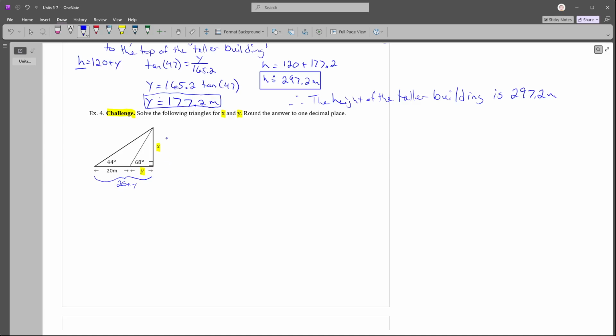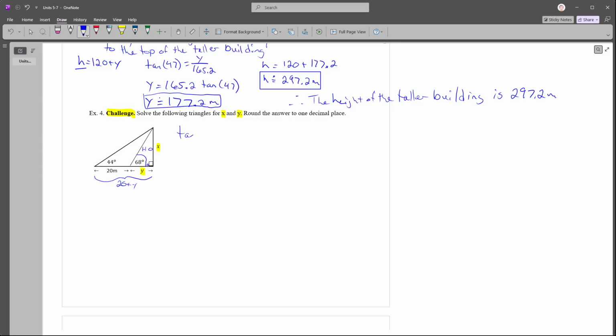Now, I want to calculate x, and the only angle I have is this 68. So if we label our triangle based on this 68, then our opposite is over here, our adjacent is down at the bottom, and our hypotenuse is up top. So the only values we have, we don't even have the hypotenuse, but at least we have letters for the opposite and the adjacent. So that's OA, so that's tangent, TOA. So let's create an equation for that.